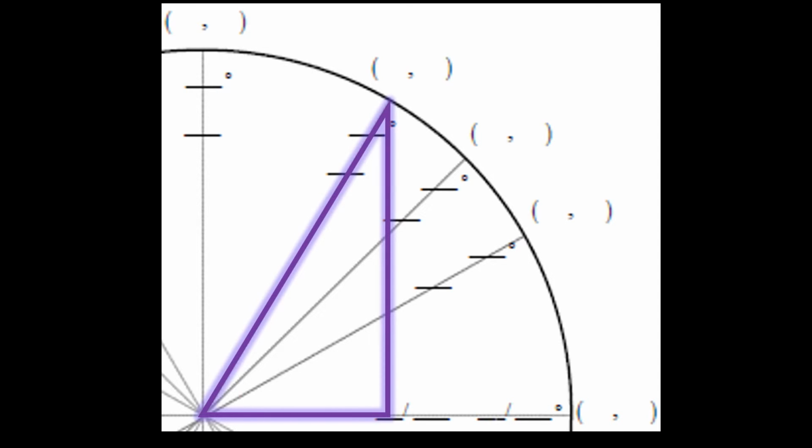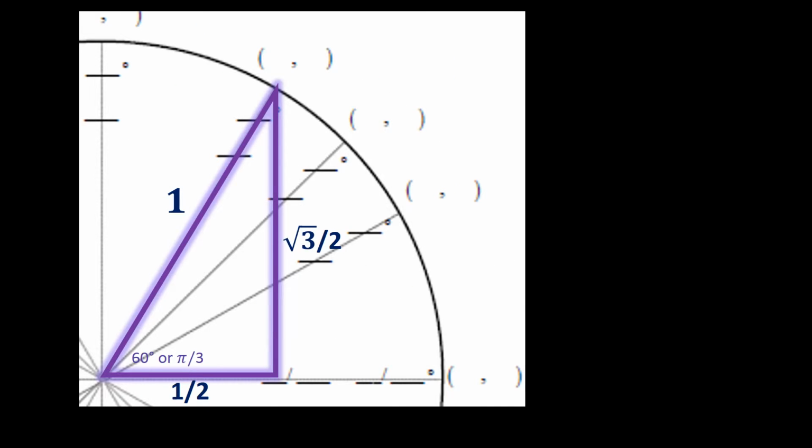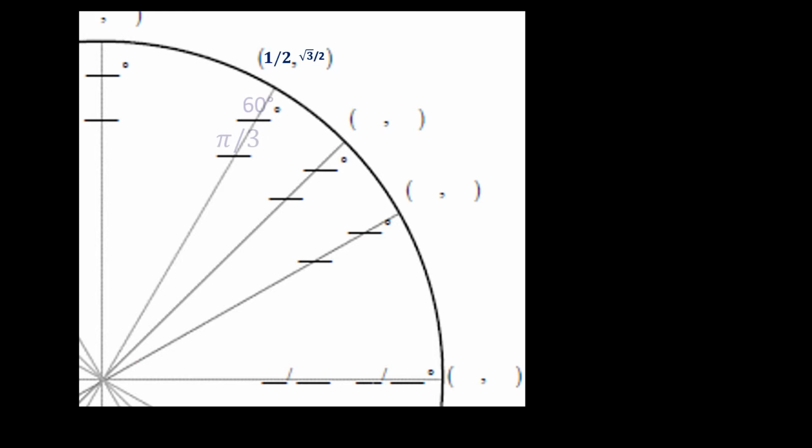Now we will solve for the third angle in the unit circle. This is the same calculation as for pi over 6. The x value is 1/2 because it is the cosine, and the y value is root 3 over 2 because it is the sine. The angle for these values is 60 degrees or pi over 3 radians.